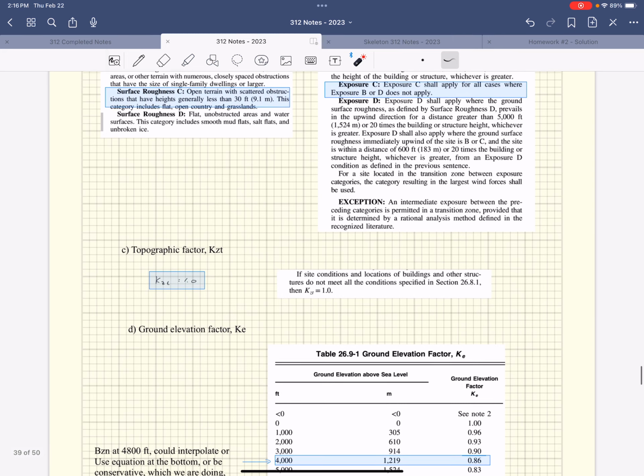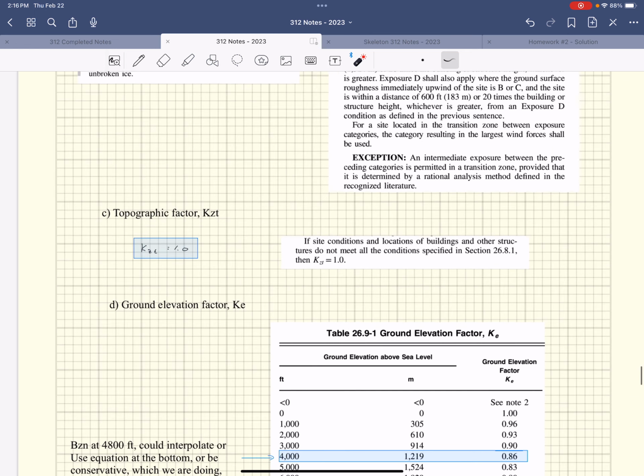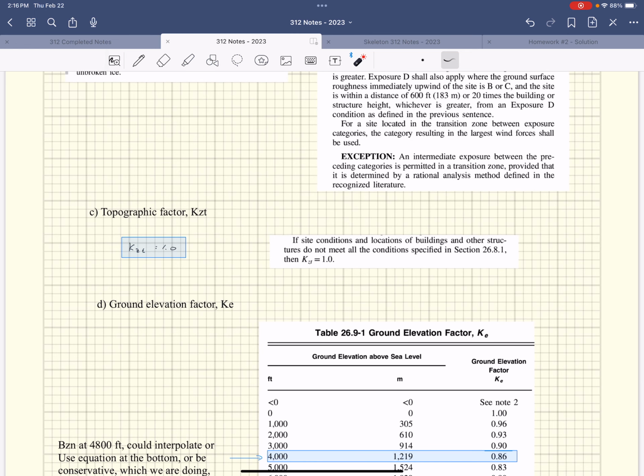Okay, so then we come to the topographical factor. This has to do with whether it's on an escarpment, right? Or if you build a house up here, there's going to be this weird wind stuff happening there, some fluid motion. So in the text, if you end up with a case like that, we won't in this class, but if you were in the real world and you did, there'd be a way of calculating KZT. But in our case, all other cases where it's not an escarpment, KZT is just equal to 1.0.